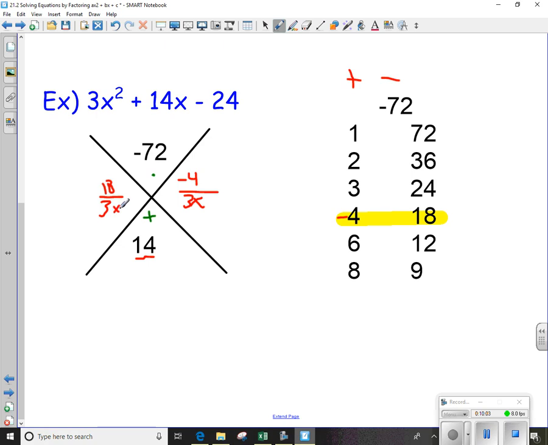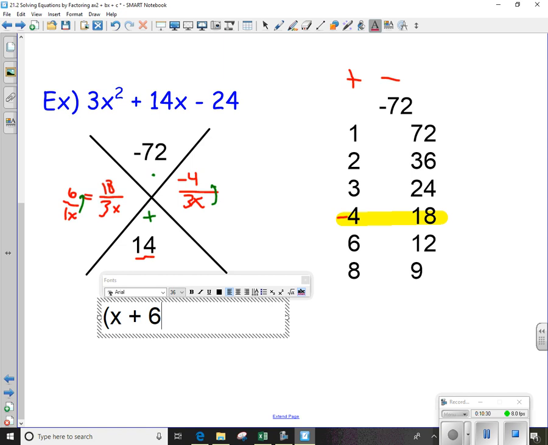Reduce your fractions. So here, 18 over 3 does reduce. 3 goes into 18 6 times, so I would have 6 over 1. Put my x down in the bottom. Here, this does not reduce at all. And so again, remember that you are just truly reading your answer from the bottom up. So my answer here in this case is going to be x plus 6 and 3x minus 4. And there's my answer.